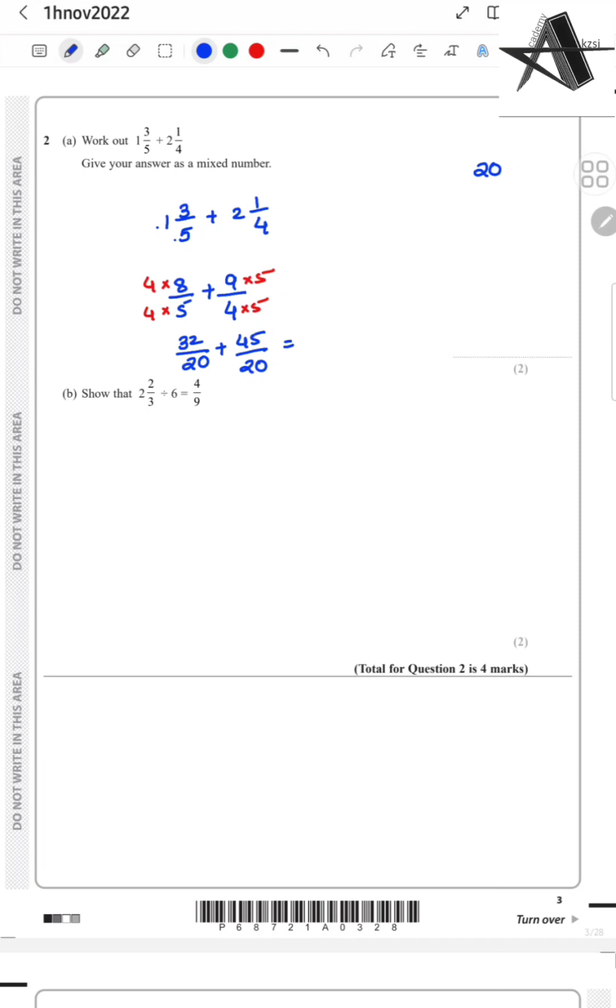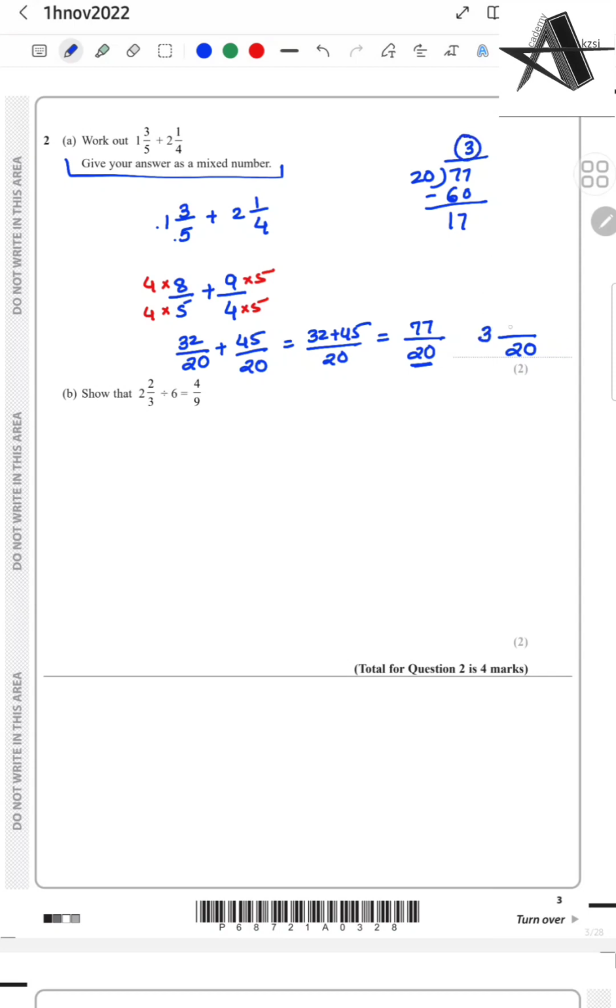Clearly, once you have the same denominator, just add the numerators. 32 plus 45 over 20. That will give you 77 over 20. Your final answer is 77 over 20, but it says to give your answer as a mixed fraction. Just by looking at it, it's very simple for me to convert, but if you don't know, you have to do 77 over 20. So 3 times 20 is 60, remaining is 17. That means 20 is the denominator, so write the denominator 20 as it is. The quotient will go here and the remainder will go up there. This is your mixed fraction.